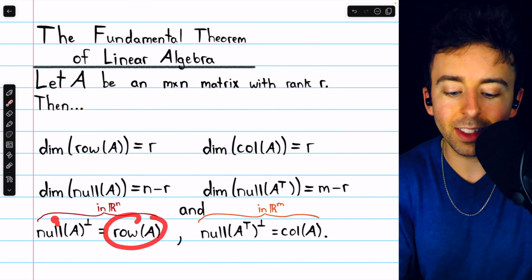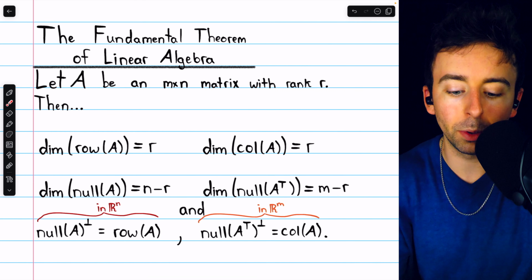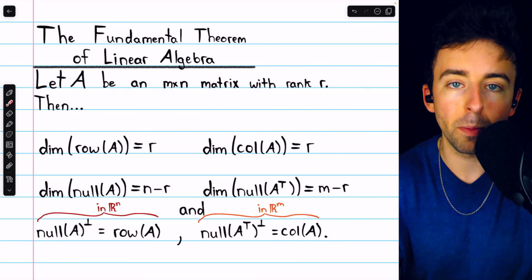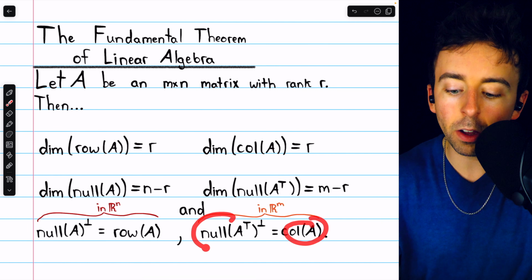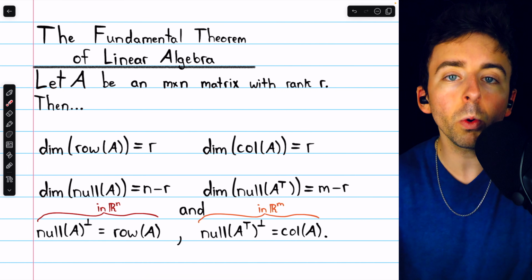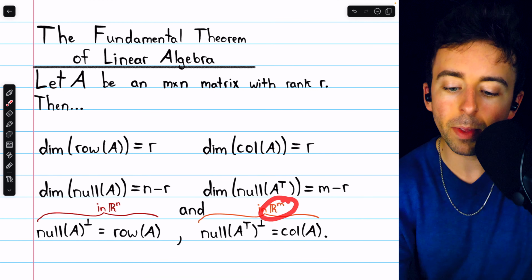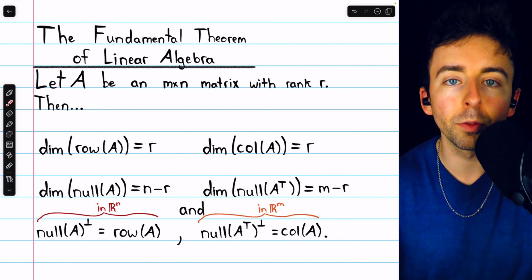The row space and the null space are orthogonal complements in R^n, where remember n is the number of columns, and the column space and the null space of the transpose are orthogonal complements in R^m, where m again is the number of rows.